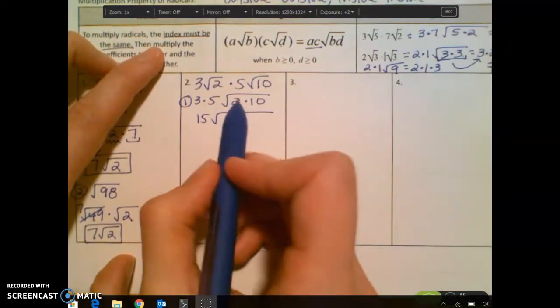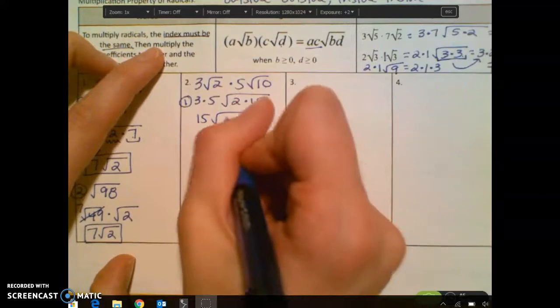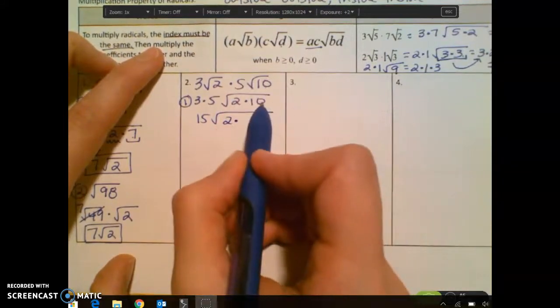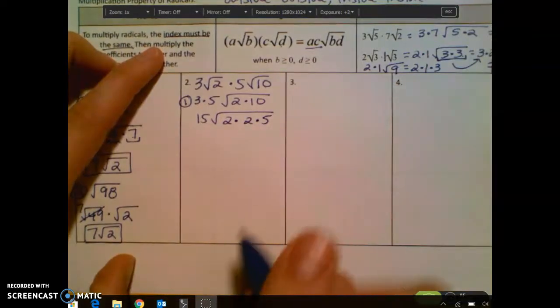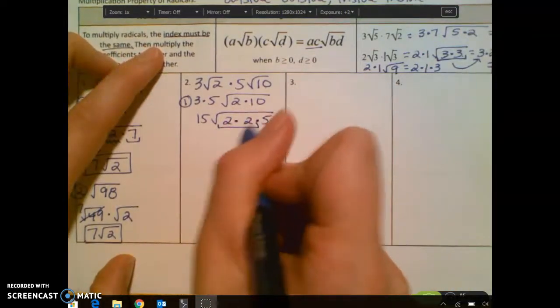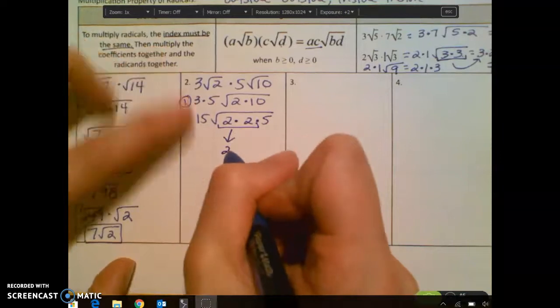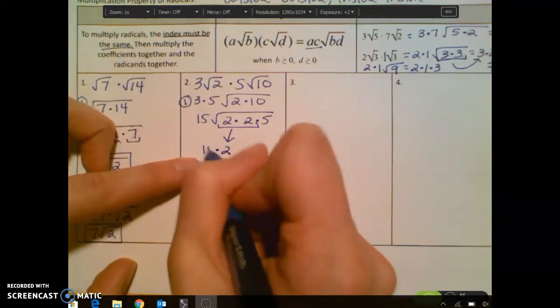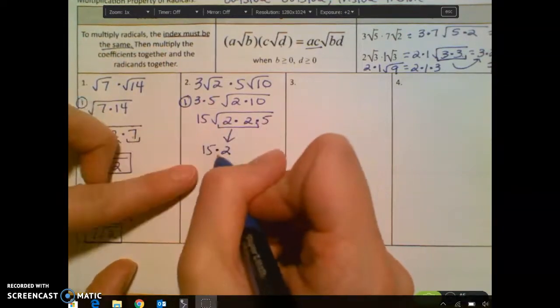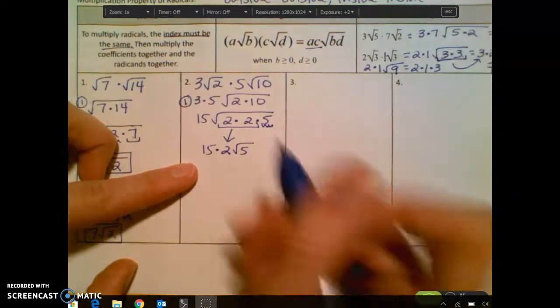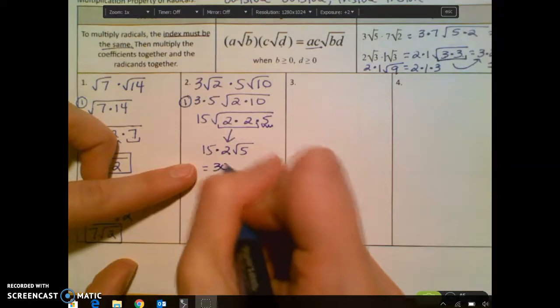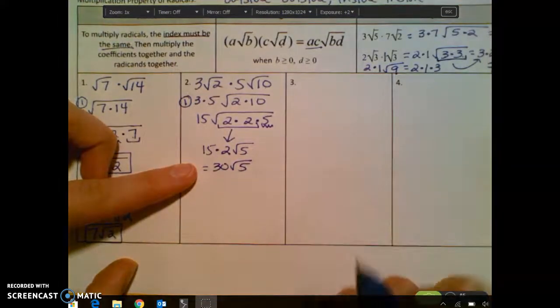And how can we break up 2? Well, we can't. That's just 2. How can we break up 10? 10 goes to 2 times 5. So now I see a pair of 2's. I can bring out a 2, and I need to multiply it by the outside because that's a new outside number. What is stuck inside is square root 5. So now our answer is 30 root 5.